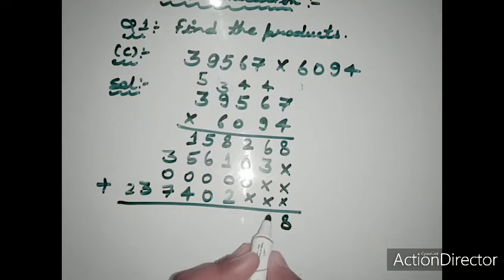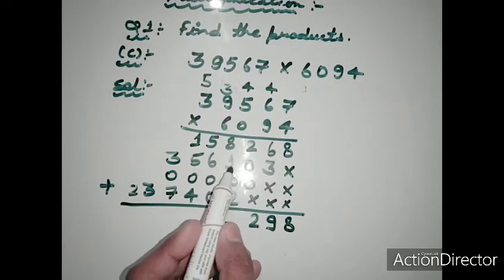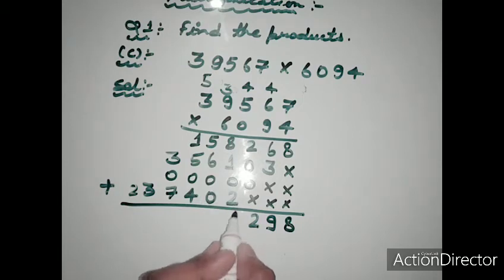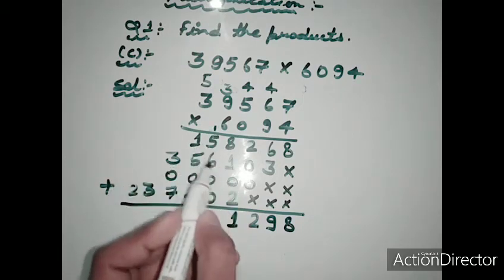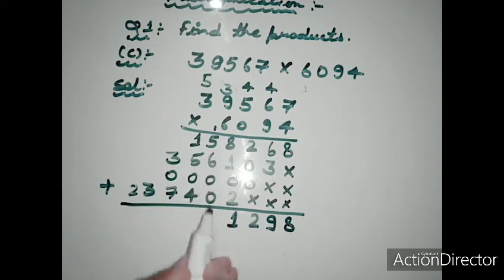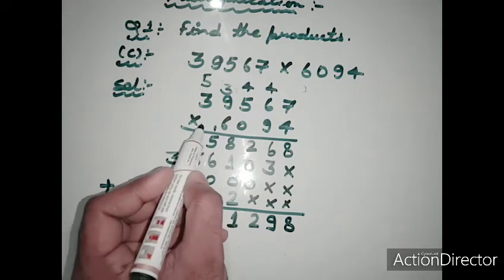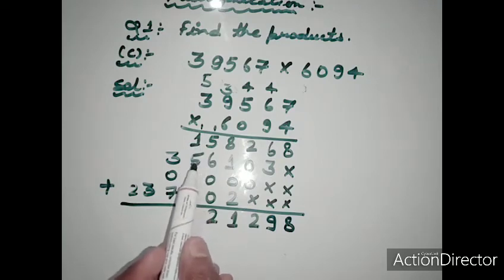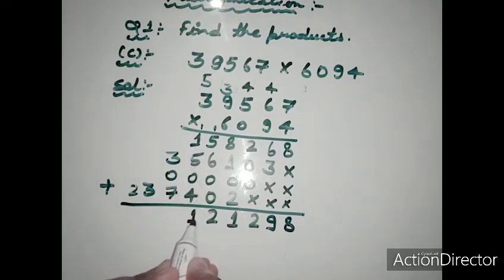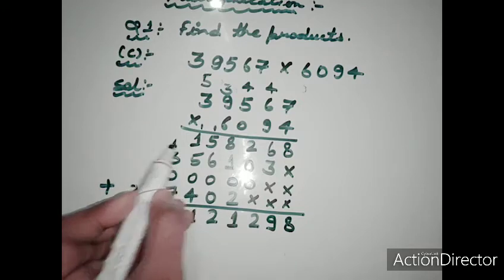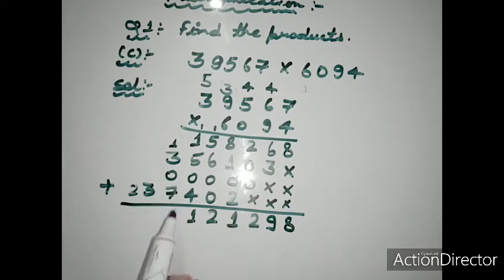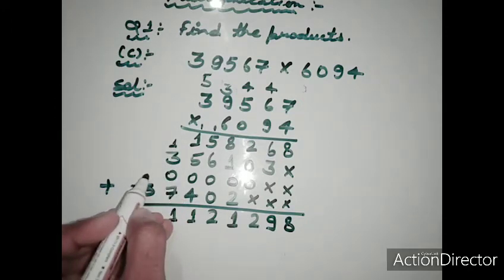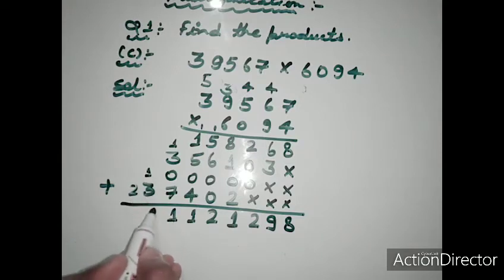6 plus 3 is 9, 2 plus 0 is 2, 8 plus 1 is 9, 9 plus 2 is 11, 1 and 1 carry here. 5 plus 1 is 6, and 6 plus 6 is 12, 2 and 1 carry here. 1 plus 1 is 2, 2 plus 5 is 7, and 7 plus 4 is 11, 1 and 1 carry here. 3 plus 1 is 4, and 4 plus 7 is 11, 1 and 1 carry here. 3 plus 1 is 4, and here we write 2 as it is here.